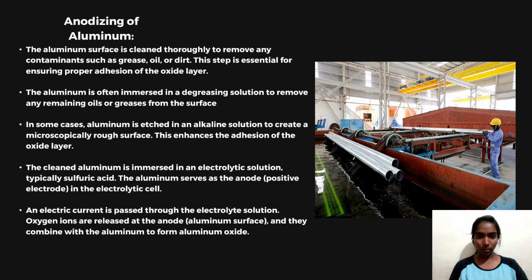The aluminium is often immersed in a degreasing solution to remove any remaining oils or greases from the surface. In some cases, aluminium is etched in an alkaline solution to create a microscopically rough surface. This enhances the adhesion of the oxide layer. The cleaned aluminium is immersed in an electrolytic solution, typically sulfuric acid. An electric current is passed through the electrolyte solution. Oxygen ions are released at the anode and they combine with the aluminium to form aluminium oxide.